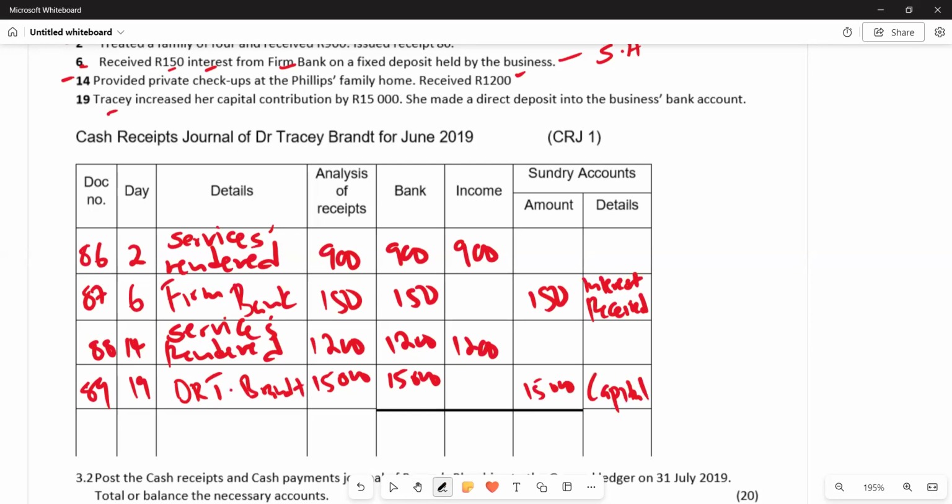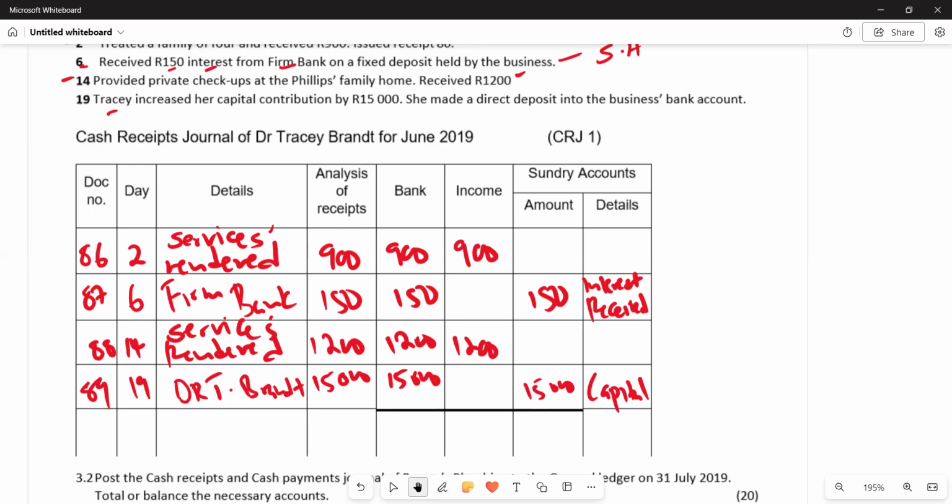So for all the details, you just put where you are receiving the money from. Then on the sundry account, you give a description of what it is. It is for capital, so you indicate under the sundry account that this is capital. We have not put it under the income column because this is something we are receiving as a business that is not part of our core activity of rendering services. So we put it under the sundry account. This is what we have in terms of the entries we're supposed to do there.